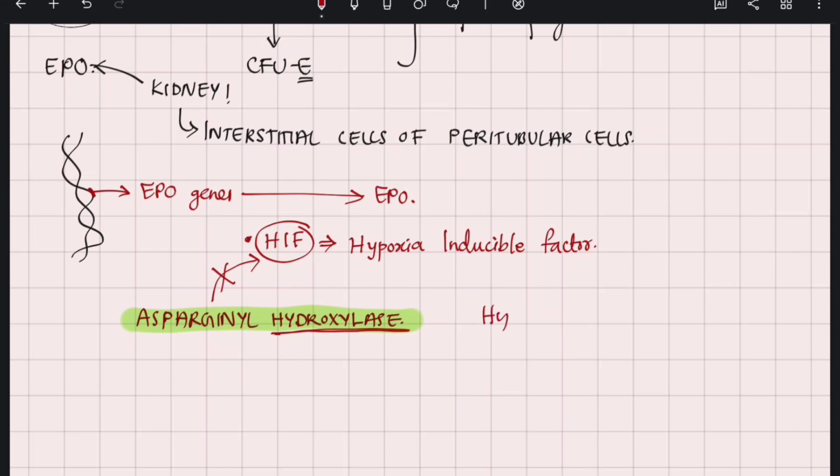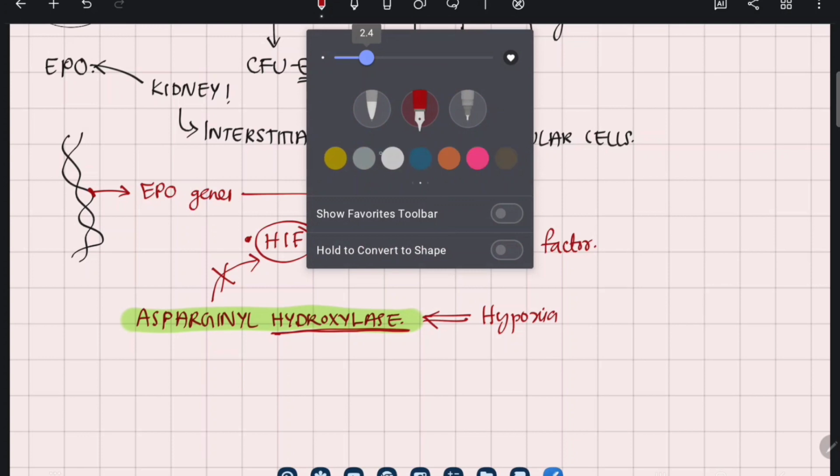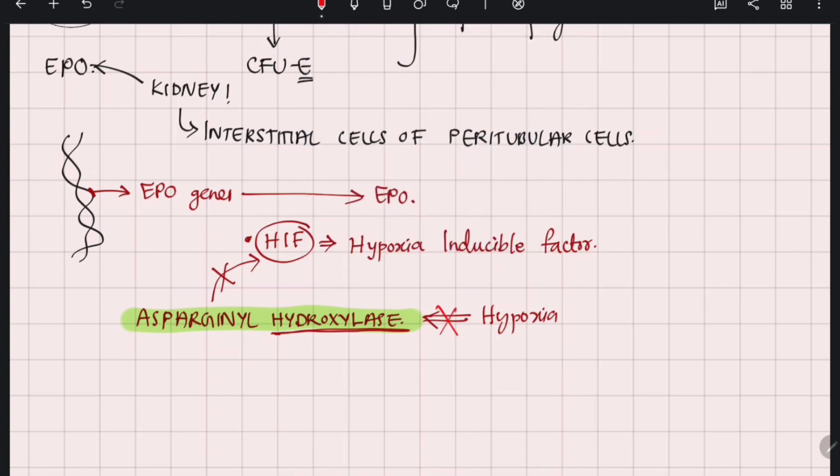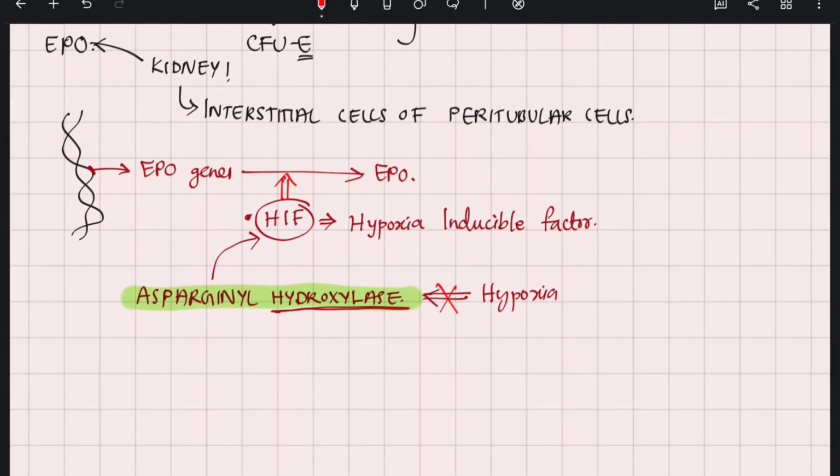So hypoxia will inhibit who? The inhibitor. So what happens to HIF? HIF will be free, and it will help in the transcription, translation, whatever. Okay, the step is transcription. It helps in the transcription to produce EPO. Okay, the gene will transcribe to mRNA, and that mRNA will translate to EPO. So you should remember about HIF and the inhibiting factor, which is removed by hypoxia.